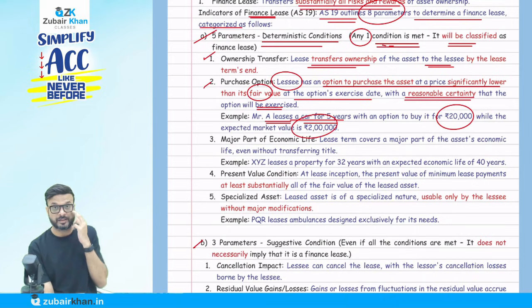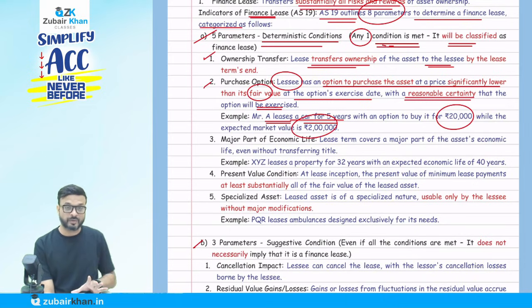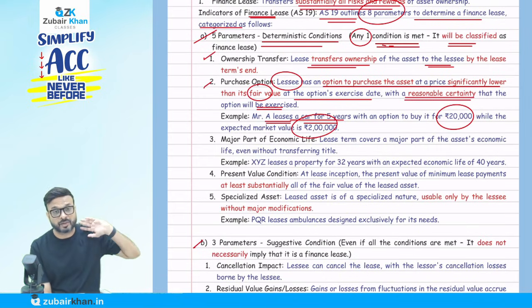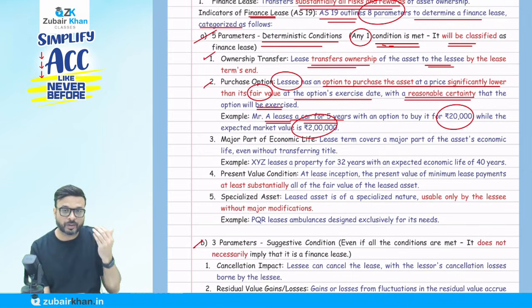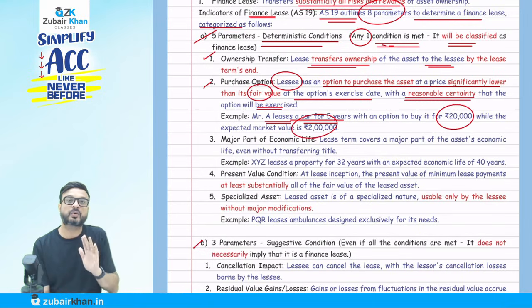After 5 years, it is expected that the market value will be rupees 2 lakh. So I am offering it to you at just 20,000. So most probably you will purchase the car, because at that time the market value is expected to be 2 lakh, and I am offering it at only 20,000. So we are going to call it a finance lease.